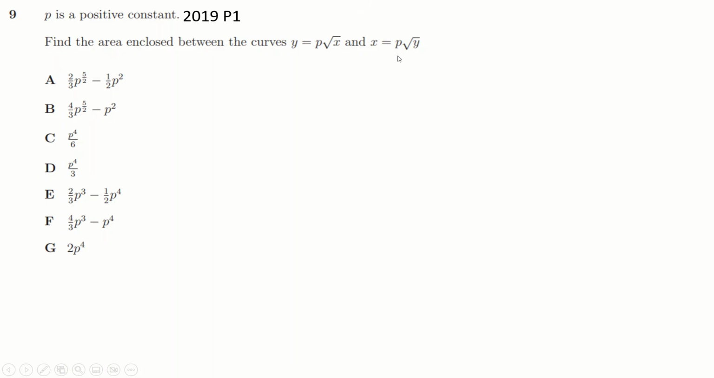So sketch this. Both of these aren't trivial to sketch, but let's rearrange this one for y equals first, I guess. Divide by p and then square both sides. And that's just a quadratic, centered at 0, 0. So that's easy to sketch.